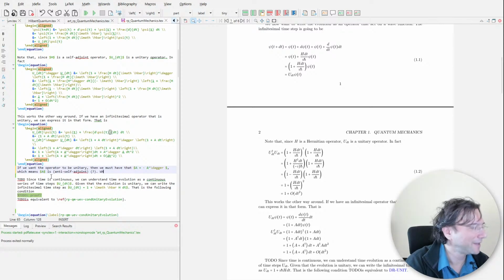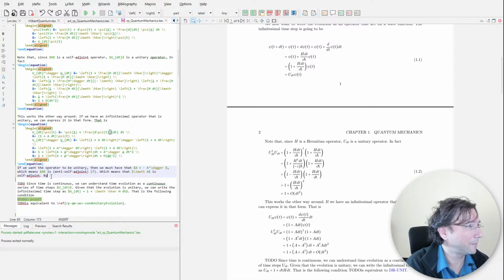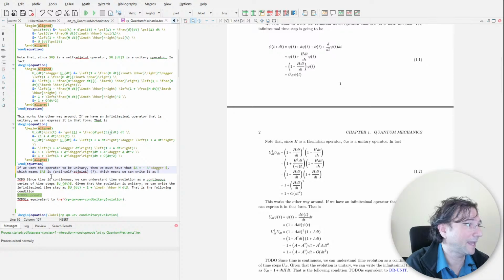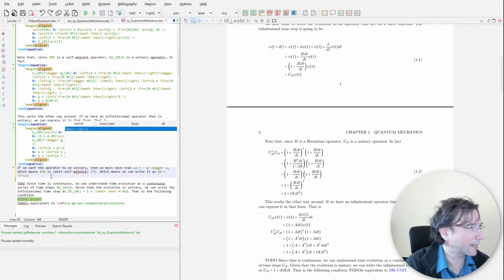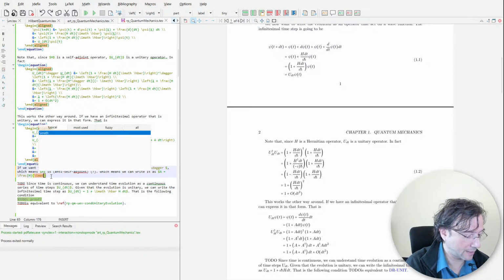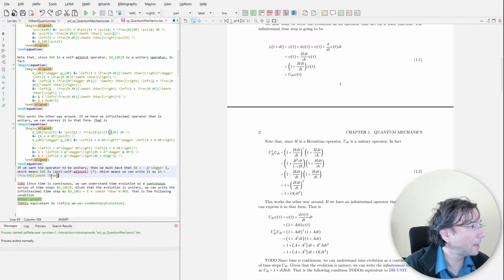Which means that iA is self-adjoint, and by rescaling constants we can write it as A equals H over i h bar, where H is a self-adjoint operator.